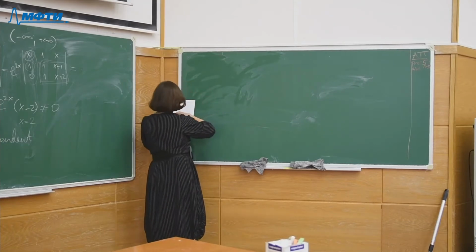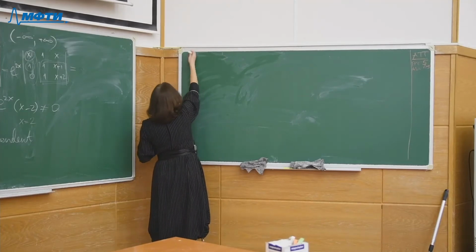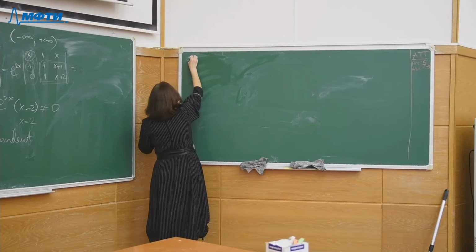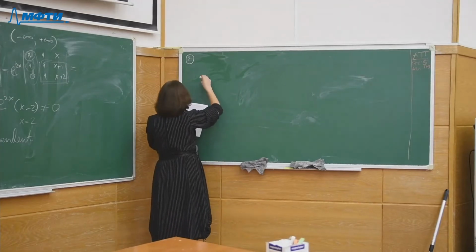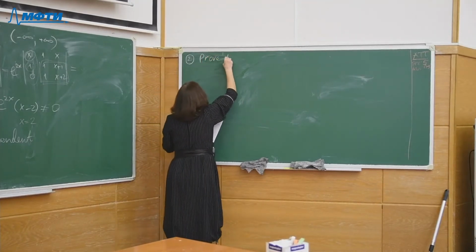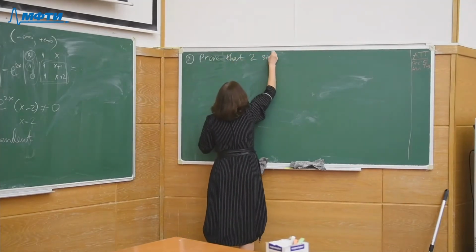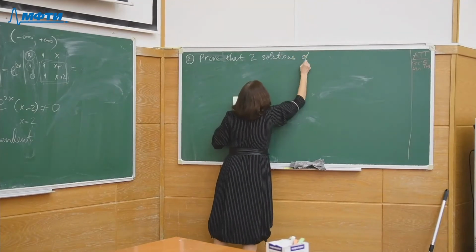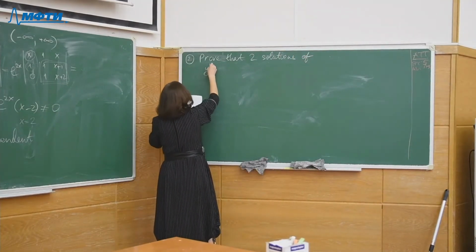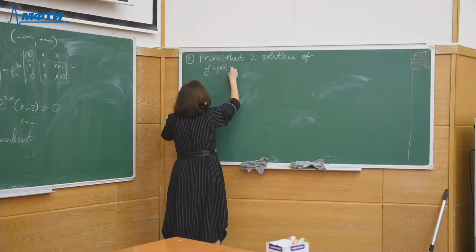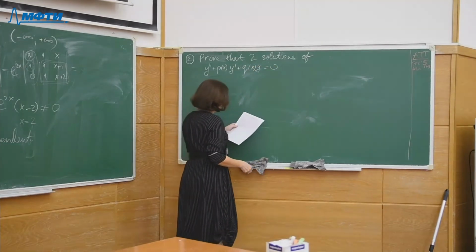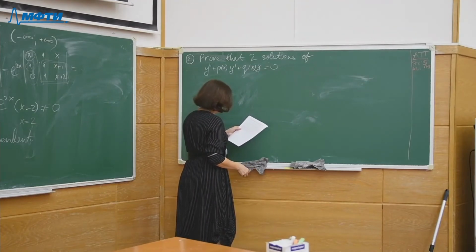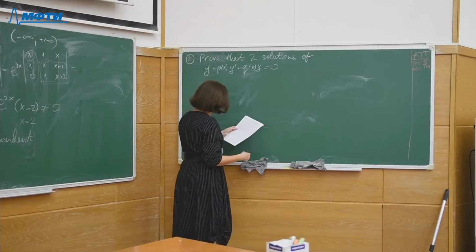Okay, now we will try to. So we have discussed several tasks, and so I will give them. Then task number 2, let it be task number 2. Prove that two solutions of the differential equation y double prime plus p of x y prime plus q of x y equals 0 with continuous coefficients having maximum at the same point x0 are linearly dependent.